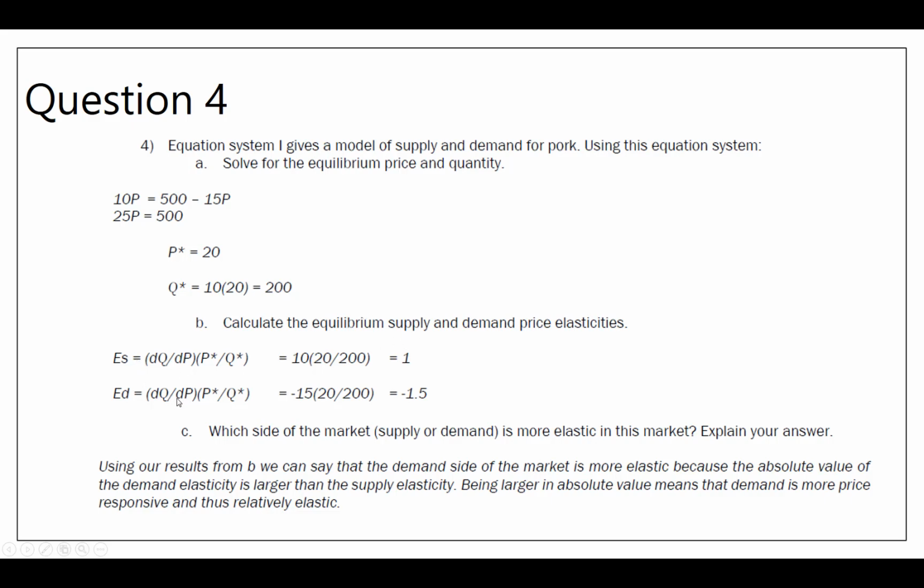These were also prominently featured in the cheat sheets, the elasticity formulas for supply and demand using equilibrium price and quantity. You should find that the supply elasticity is 1, the demand elasticity is negative 1.5. The sign is important. That demand elasticity needs to be negative.